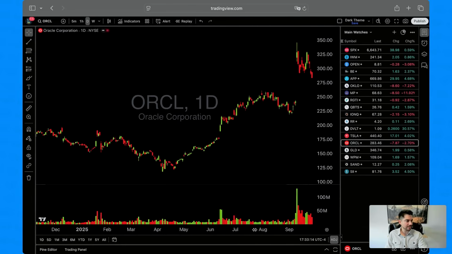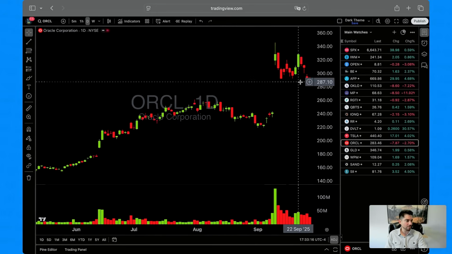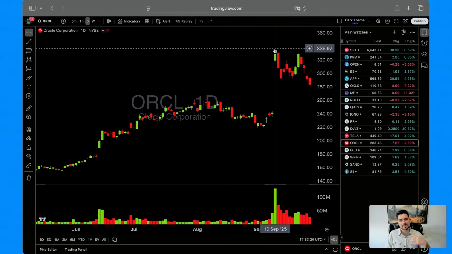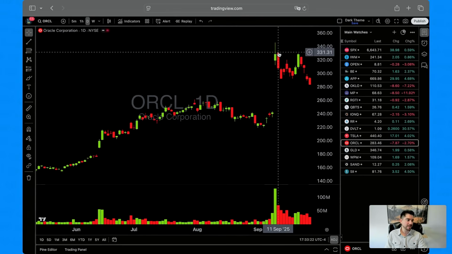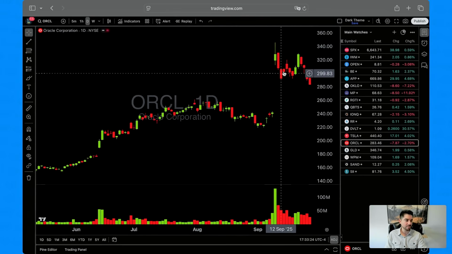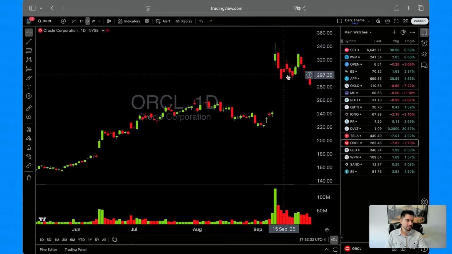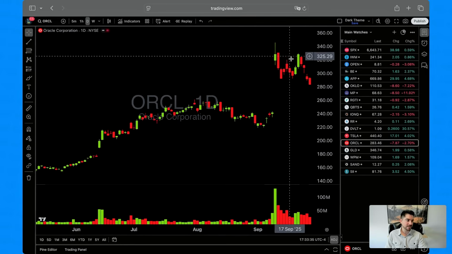So Oracle on the other side. This is a name that has been a big failed follow through on the daily chart. So you can see a big earnings gap up here. And then they basically made note that OpenAI was responsible for a lot of their backlog. And that's why the earnings call sounded so good, because of that giant backlog. But once it came out that OpenAI was responsible for most of that, it's been consolidating here.